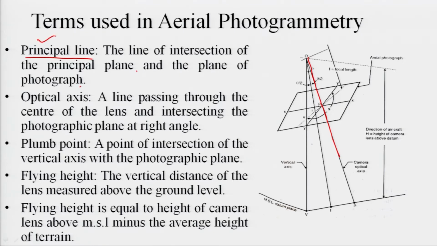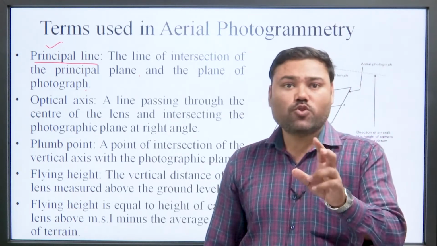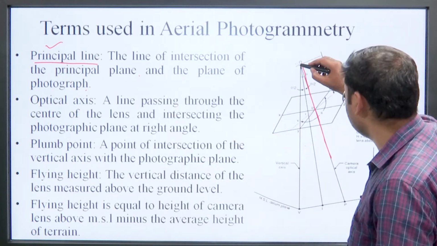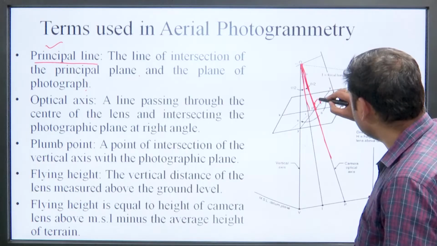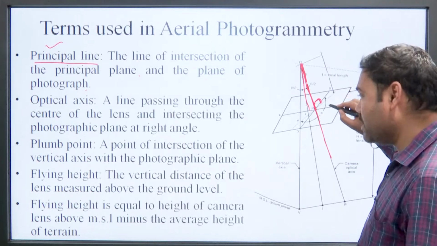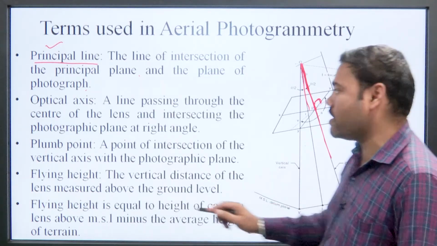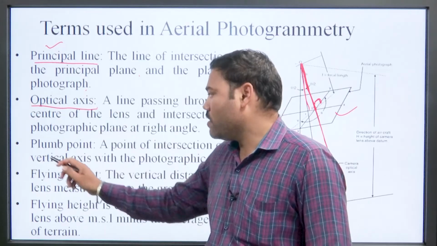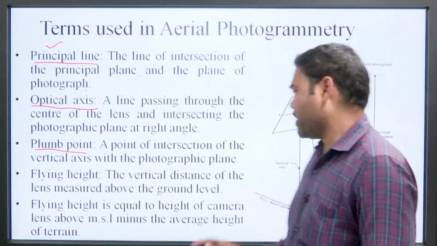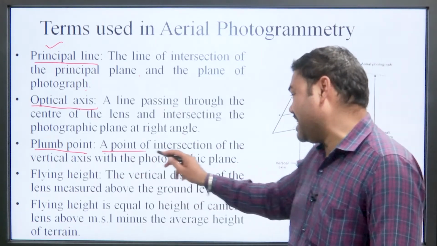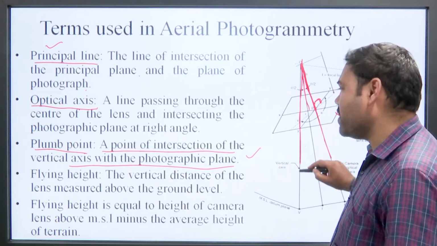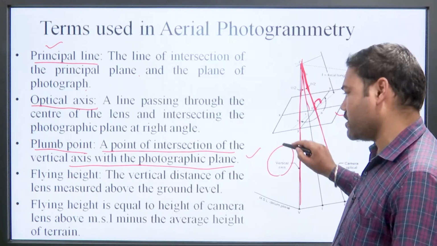Talking about optical axis, it is a line that passes through the center of the lens and intersects the photograph at a right angle. A line passing through the center of a lens and intersecting the photographic plane at a right angle is known as the optical axis. What is a plumb point? Plumb point is generally on the vertical axis, or it can be defined as the point of intersection of the vertical axis with the photographic plane. This can be defined as the plumb point, and this is also the vertical axis.